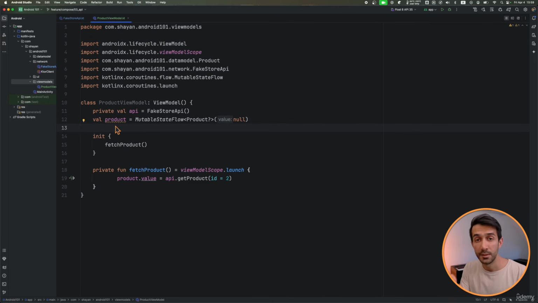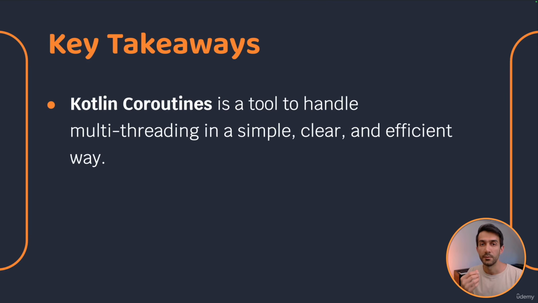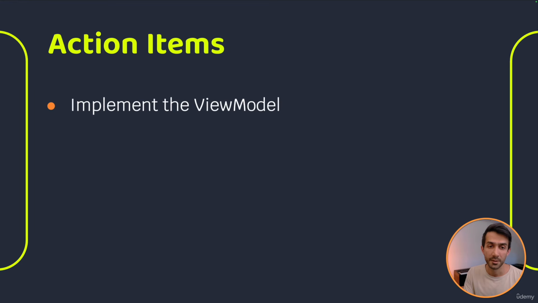So the key takeaway of this lesson is that Kotlin coroutines is a tool to handle multi-threading in a simple, clear, and efficient way. And Flow is a tool that helps us work with streams of data that might change frequently or arrive slowly. And so the action item is to implement the view model.